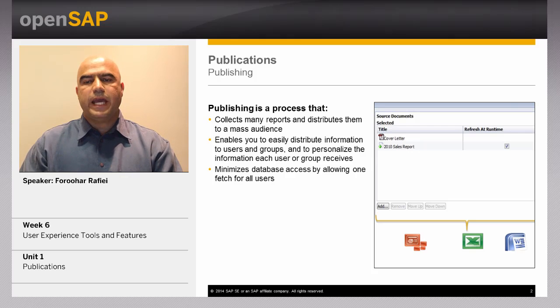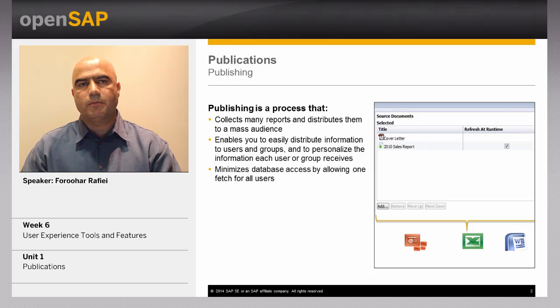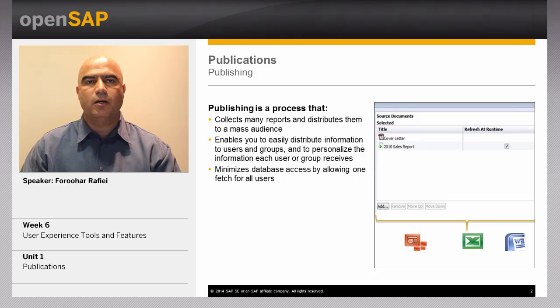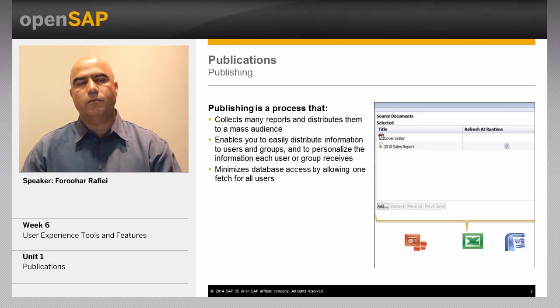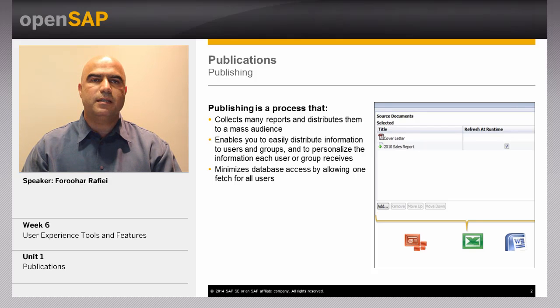Also, publications can deliver targeted business information. So if some people need to see sales data for their own region, they will see that only. It can also minimize the database access, help you with performance by basically allowing you to fetch all the records at once and bursting them to personalized reports.